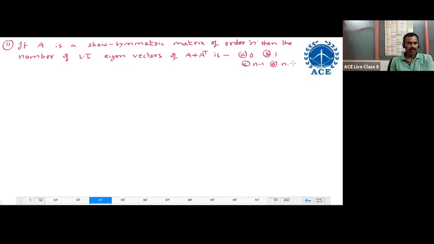The 11th problem is similar to the previous 2 problems, 9th and 10th. But the difference is, in the first 2 problems, the matrix was given along with elements. But here the matrix is not given. Instead of giving the matrix along with elements, the name of the matrix is given. What is the name? Skew symmetric. And we are asked to find the number of independent eigenvectors corresponding to A plus A transpose, not of A itself.